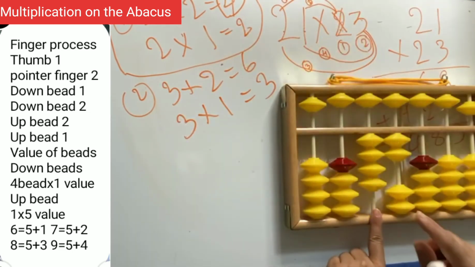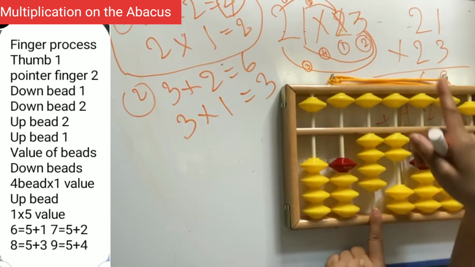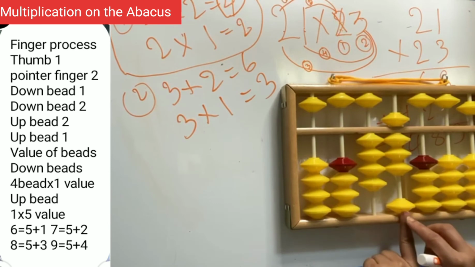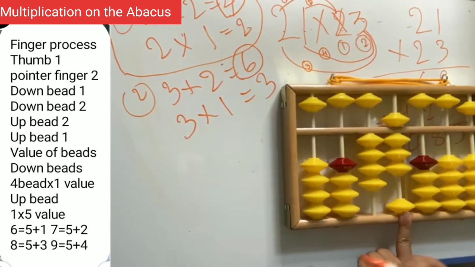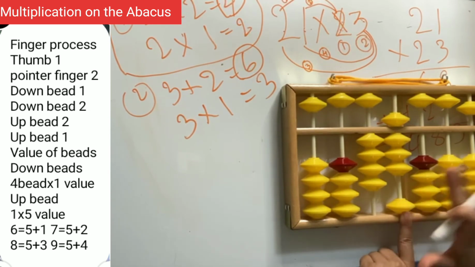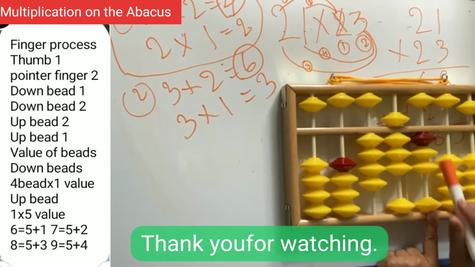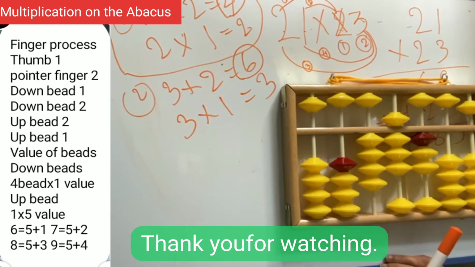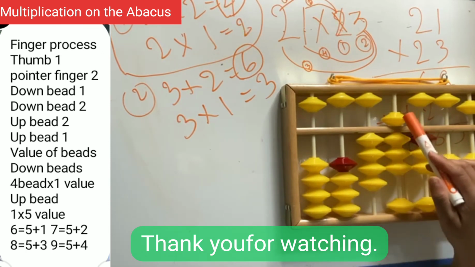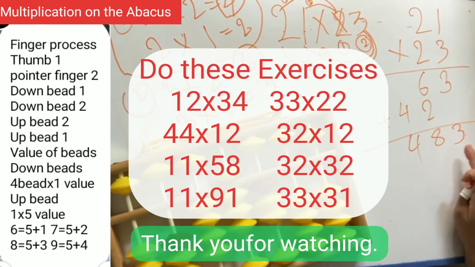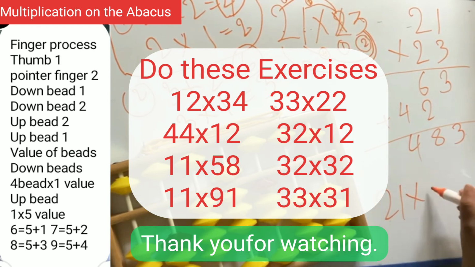3 2s are 6. 6 is 1 digit, so put 0 in front of it: 0 6. For 6, we don't have a 6 value bead, so 5 plus 1 is 6. Do it like this and change your pointer finger. Next is 3 1: 3 1 equals 3, so 0 3. Don't forget to put 0, and 3, and change your position. Look, this is our marked rod, and when we come to the marked rod, it means we finished. Now you have your answer on the abacus: 4, 8, 3. Check: 4, 8, 3. So 21 multiplied by 23 equals 483.